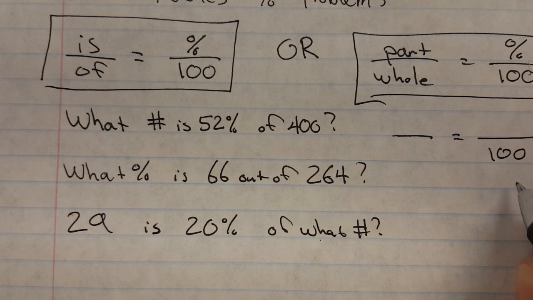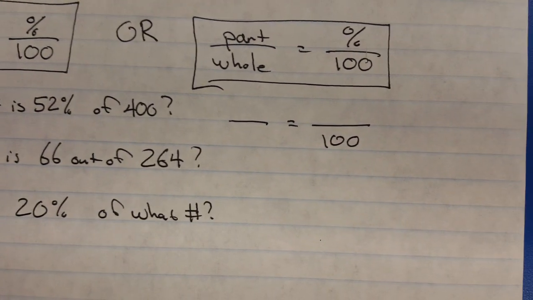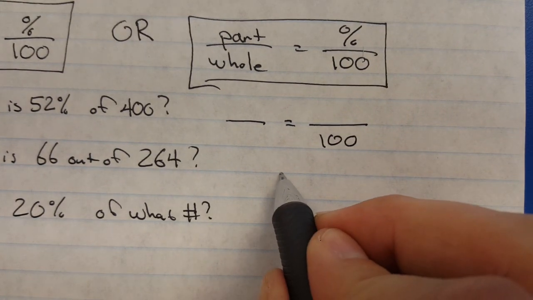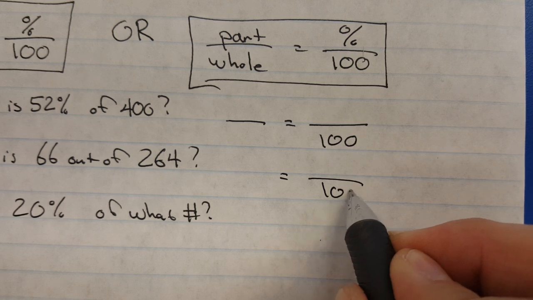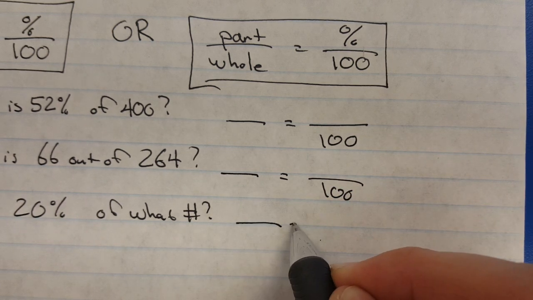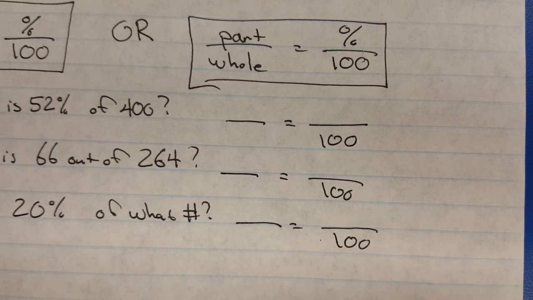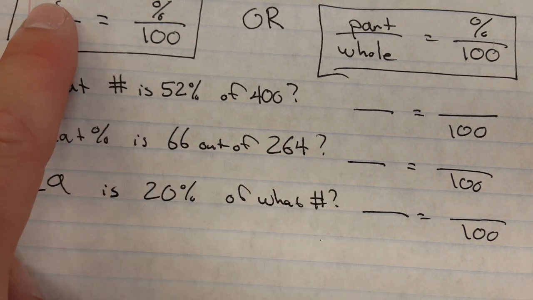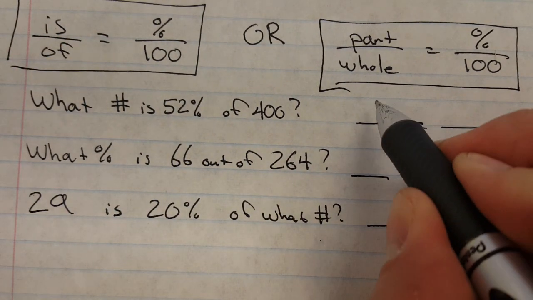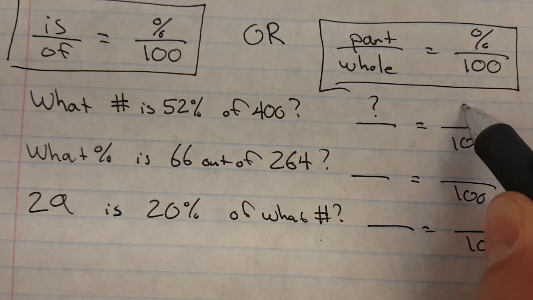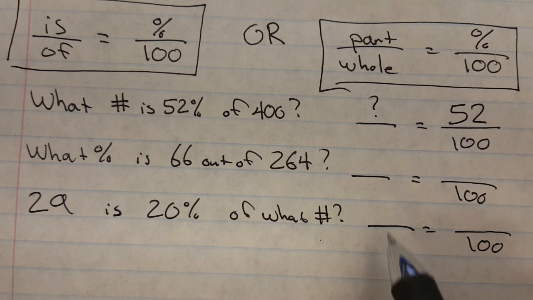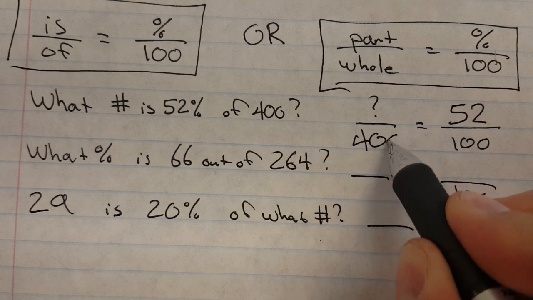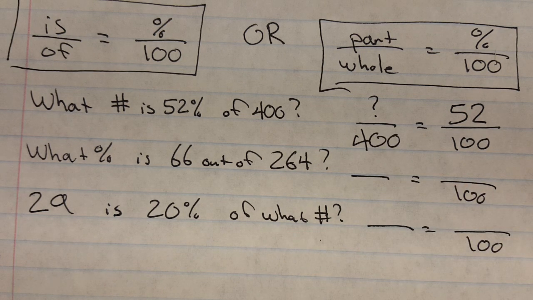I need to go like this. Always put 100 on the bottom. So if I'm going to do this really quick, I'm just going to go ahead and cheat a little bit here. 100. 100. There you go. All three of them. I got them halfway set up. So it's asking what is. So we're missing the is. What is 52%? Percent goes there, of 400. There you go. So from there, you would just cross multiply and divide. I'll get these all set up and then we'll solve them here.